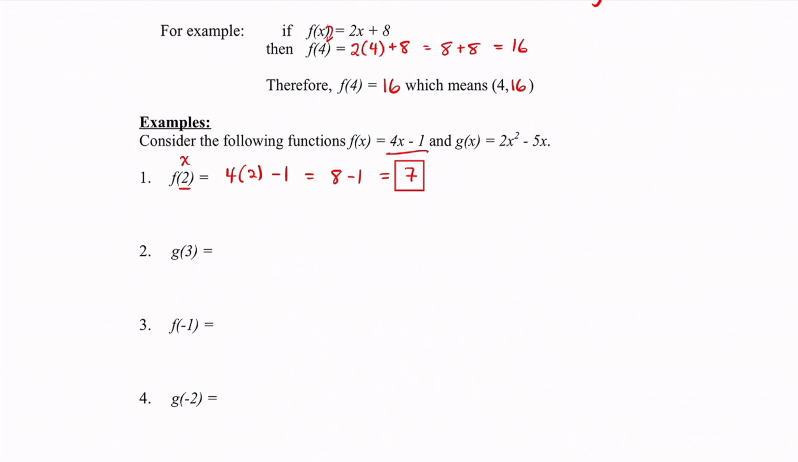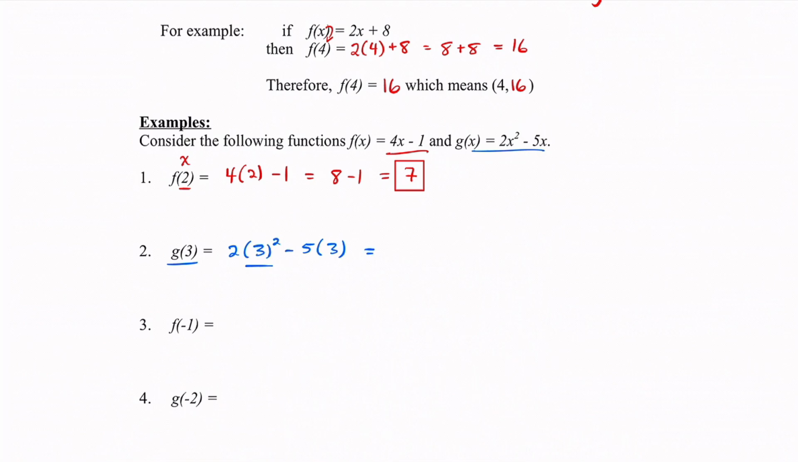The next one here, number 2, now uses g. So I know I'm going to have to use the g one, and I'm going to evaluate it at 3. So x is going to be 3. So it's going to be 2 times 3 squared, and then minus 5 times 3. Again, I'm just plugging in a 3 into where this x is here.